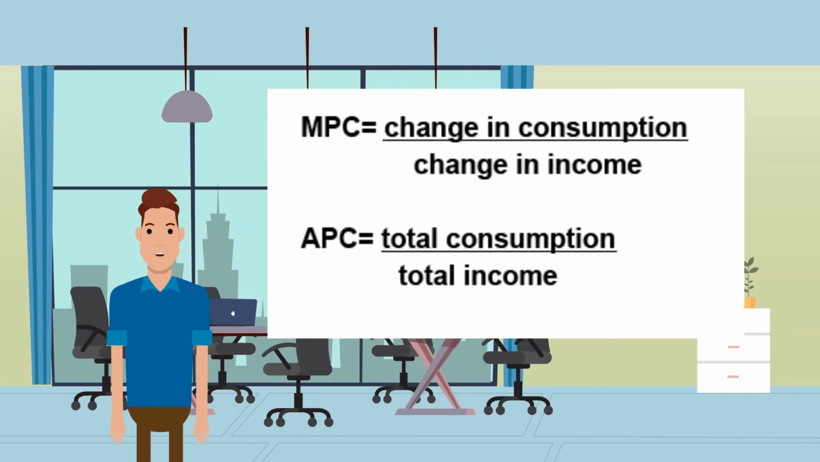The average propensity to consume, or APC, is the average amount spent on consumption out of total income. In an industrialized country, the APC for the economy is likely to be less than 1 as people save some of their earnings. Marginal propensity to consume is equal to the change in consumption divided by the change in income. Average propensity to consume equals the total consumption divided by total income.